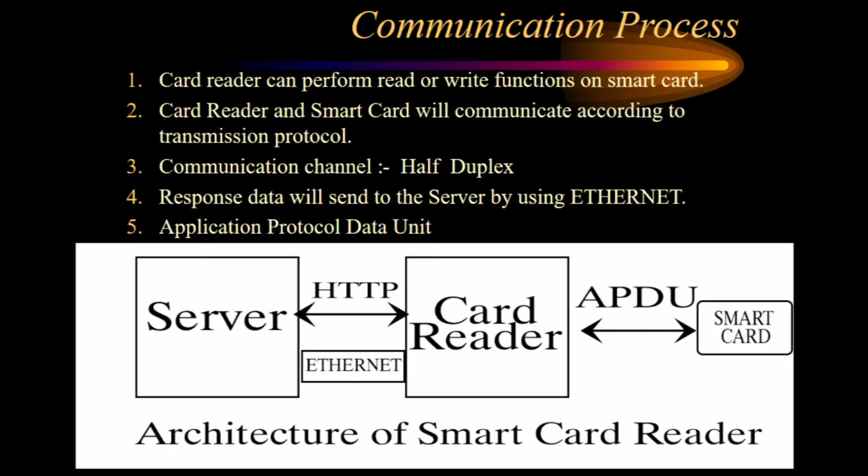Let's see how the communication is set up inside the smart card. Your card is going to communicate with the server by using the card reader. This transmission is done by using half-duplex transmission, in which communication will take place in both directions but not simultaneously. Communication between card and reader is done by using APDU, known as application protocol data unit, while the communication between reader and server is done by using hypertext transfer protocol.